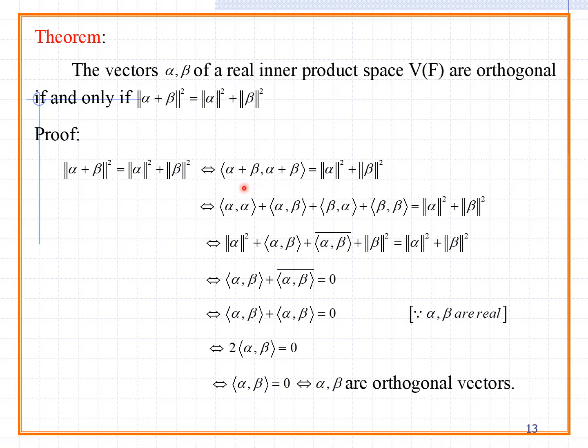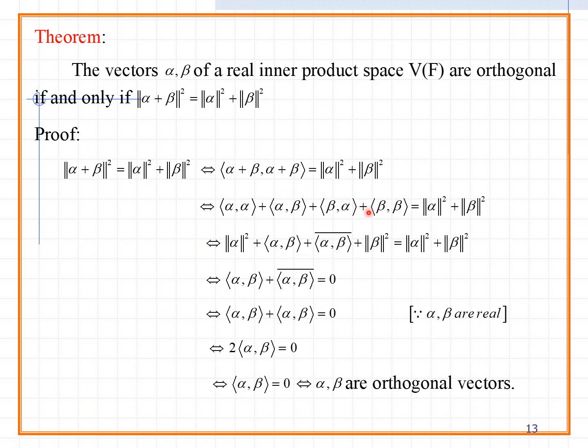Again, by the same multiplication property, the inner product gives alpha with alpha, alpha with beta, and second, beta with alpha and beta with beta. The right side is as it is. The inner product of alpha, alpha is the norm alpha square. The inner product of beta, alpha we can write as the conjugate of the inner product of alpha, beta, and this one also gives norm beta whole square.